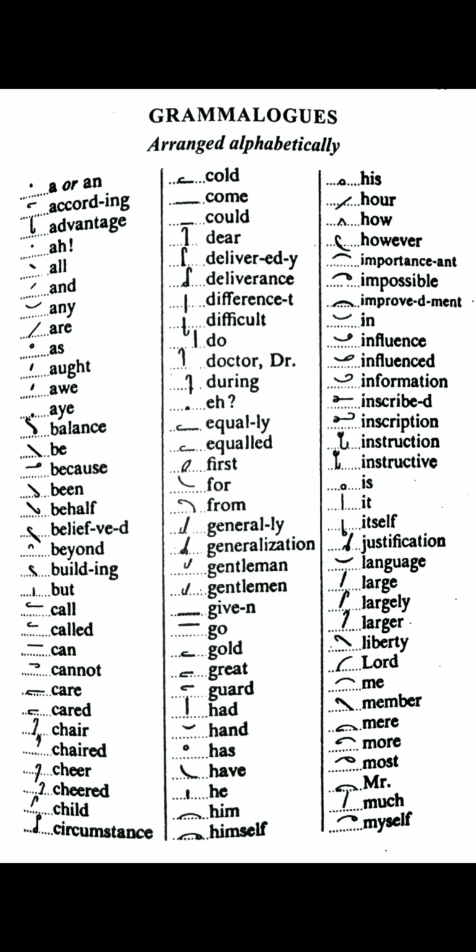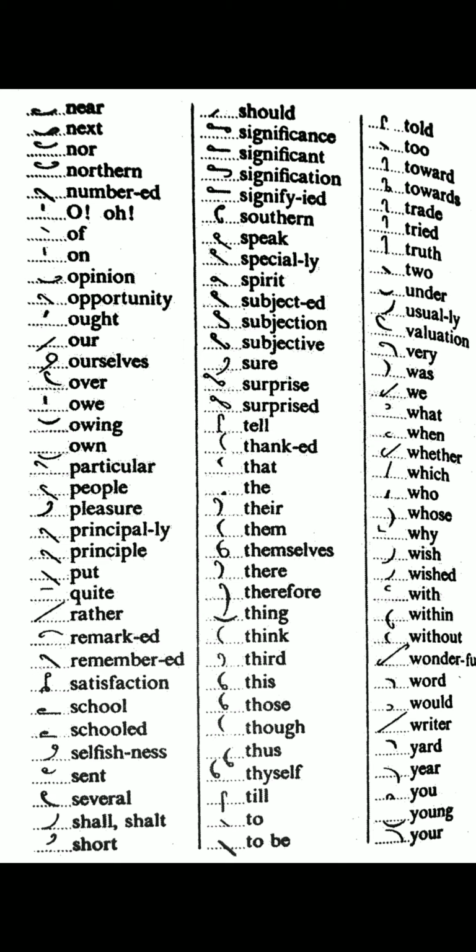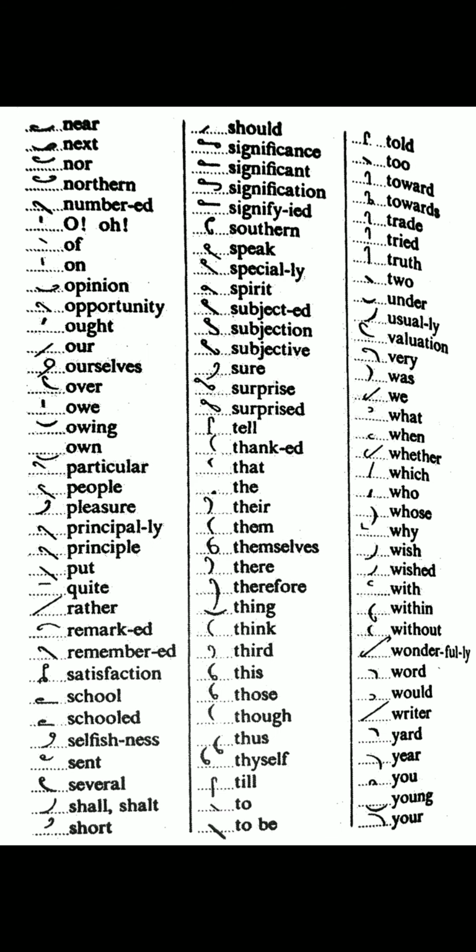Same outline here for mayor. Next is J above the line for much. M with S circle above the line for myself. N with R hook on the line for near. N with ST loop on the line for next. N with R hook above the line for nor. N with R hook with N hook above the line for northern. B through the line with R hook for number or numbered.